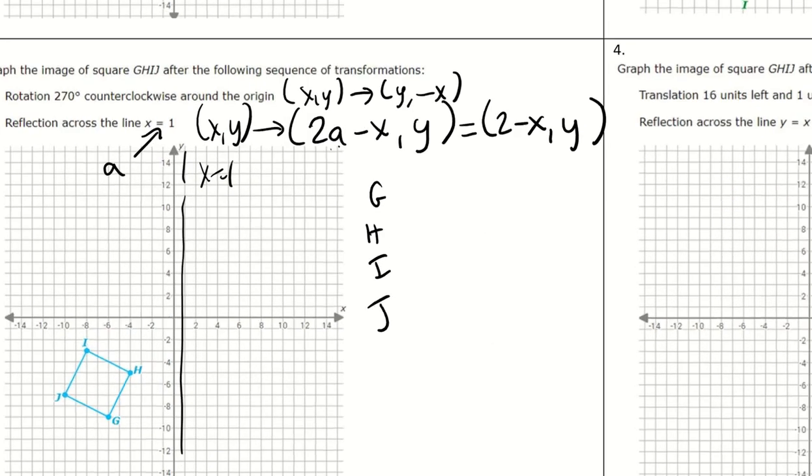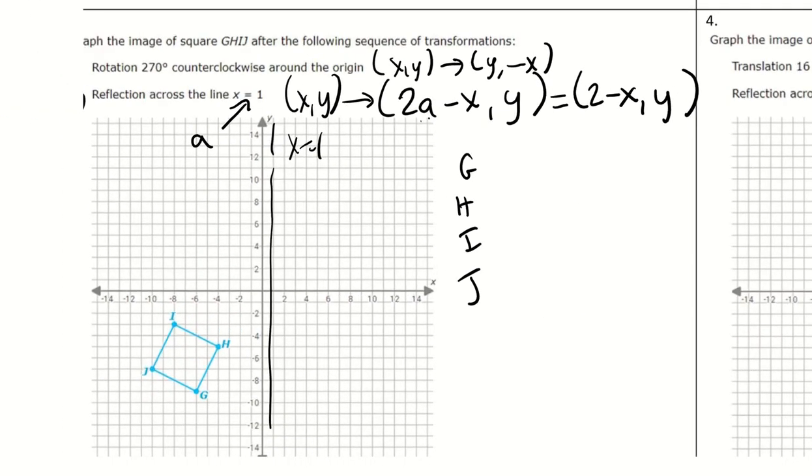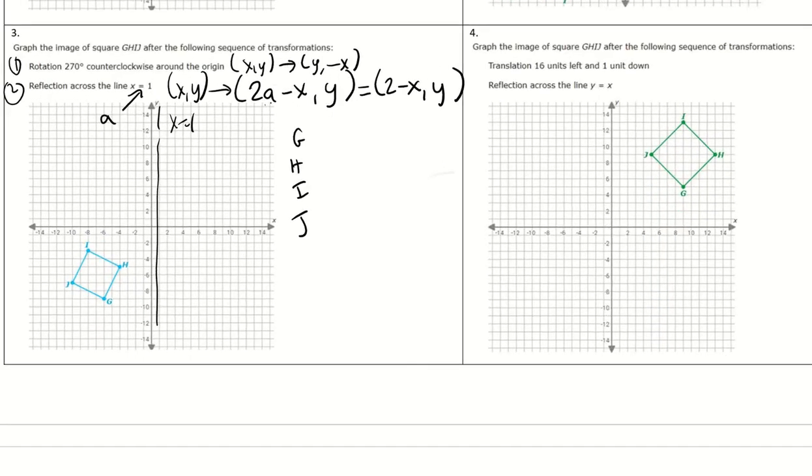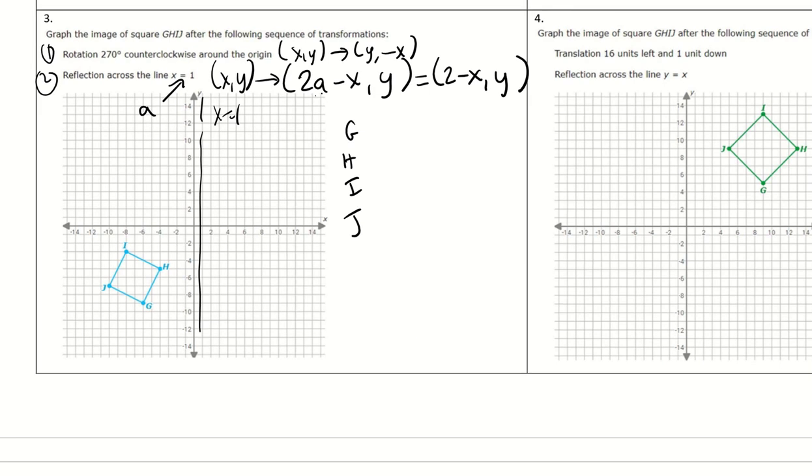All right, so let's go ahead and transform these coordinates using those rules. So G is -6, -9. Okay, go ahead and zoom in a little bit. All right, so -6, -9. H is -4, -5. I is -8, -3. And J is -10, -7.